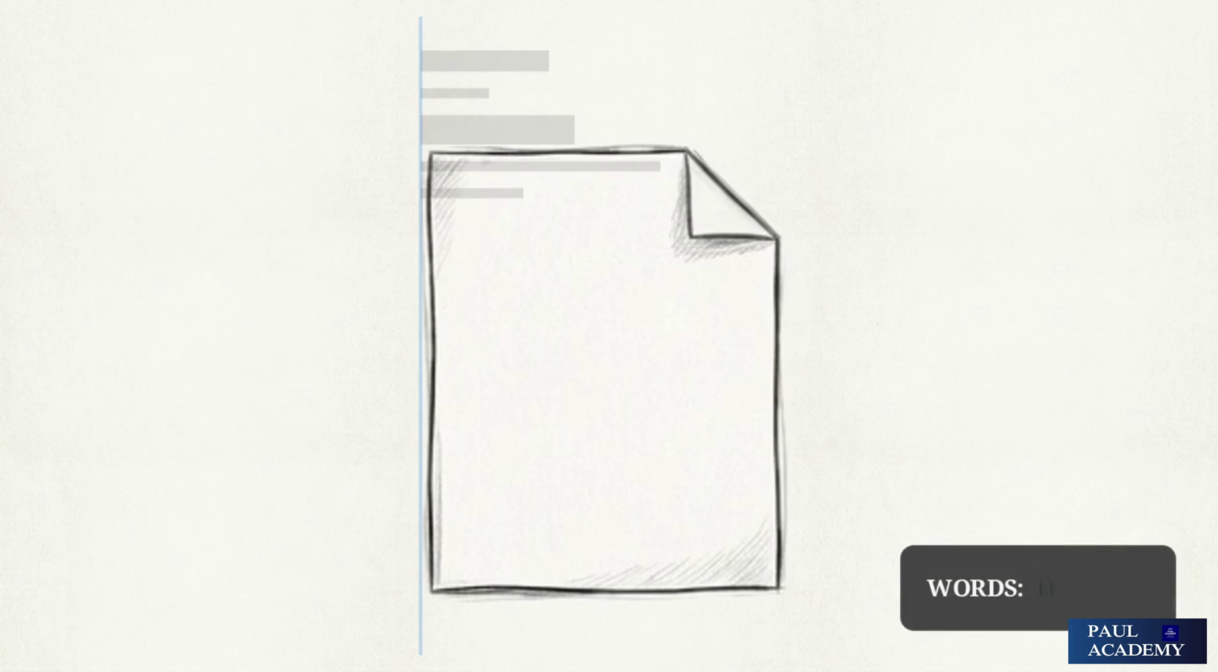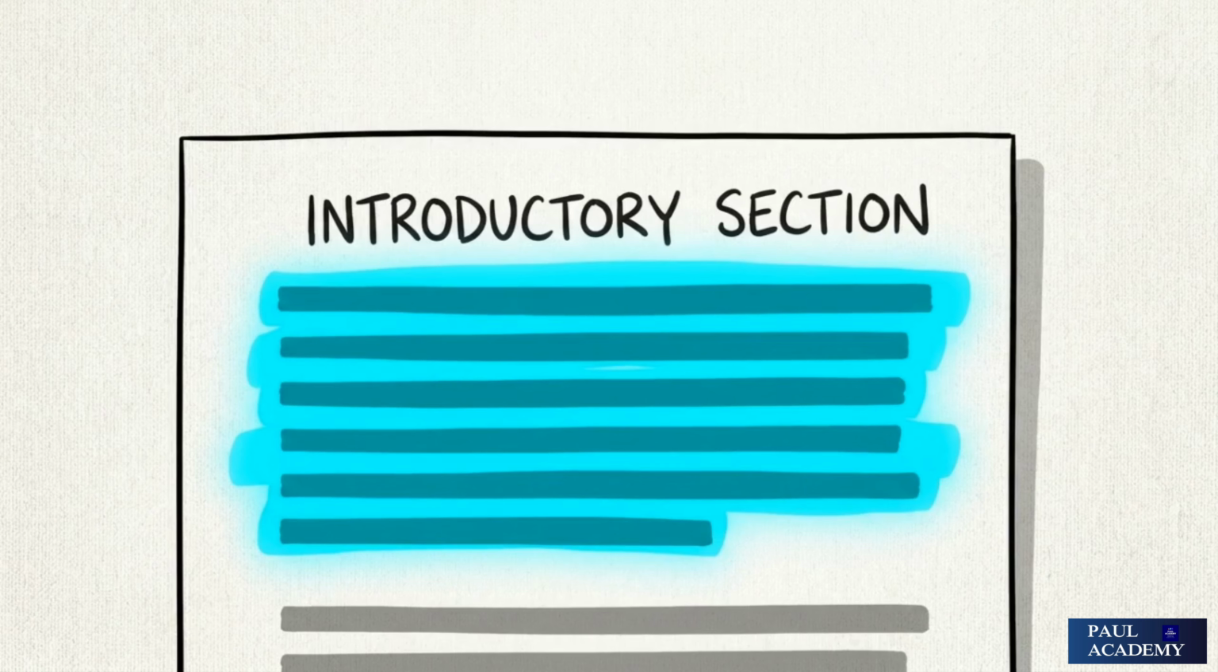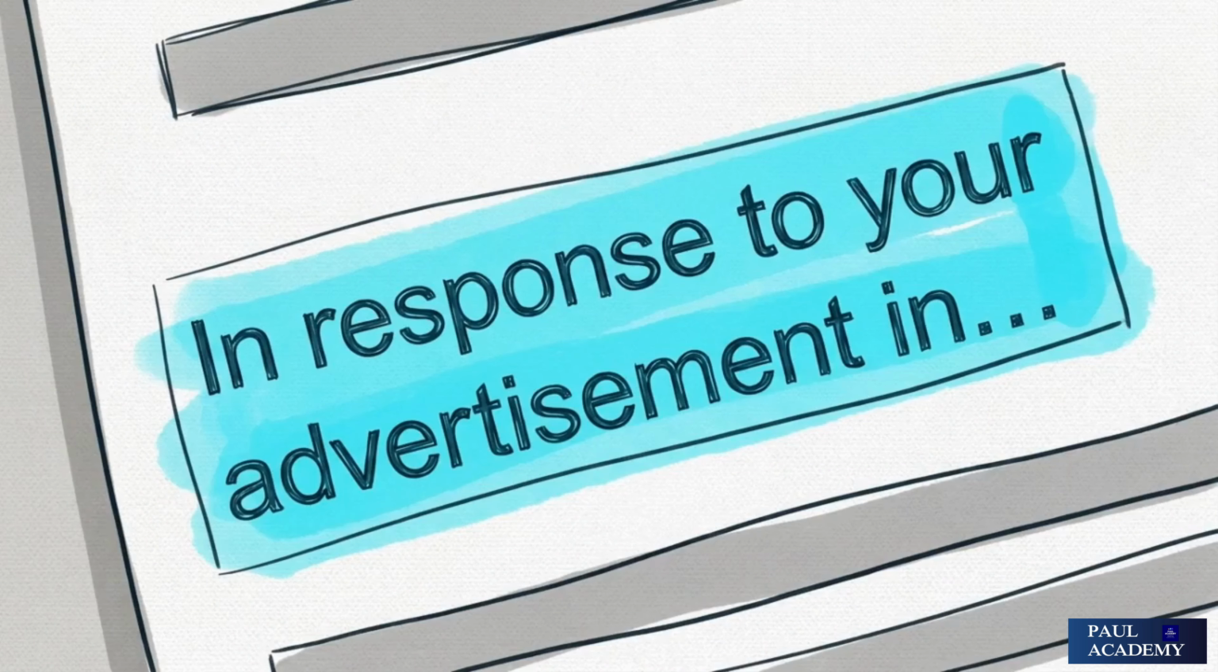To stay safely within the 120 to 150 word limit, you must write exactly 3 paragraphs. Each serves a single, specific function. On screen, you can see how the first paragraph functions as the introduction. Here, you must explicitly cite the name of the publication and the date where you saw the advertisement.